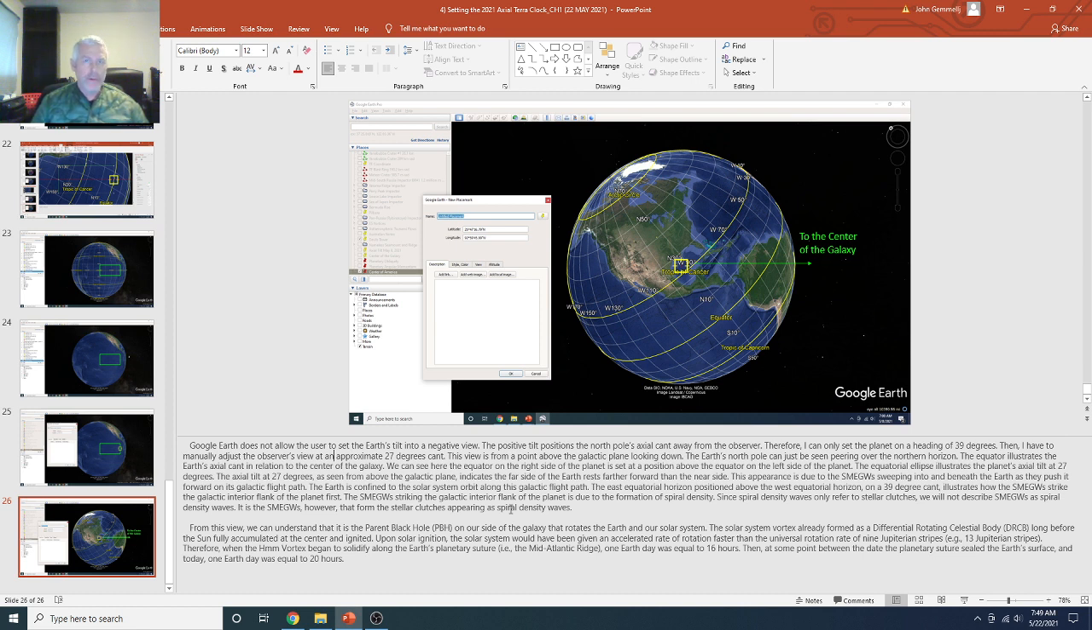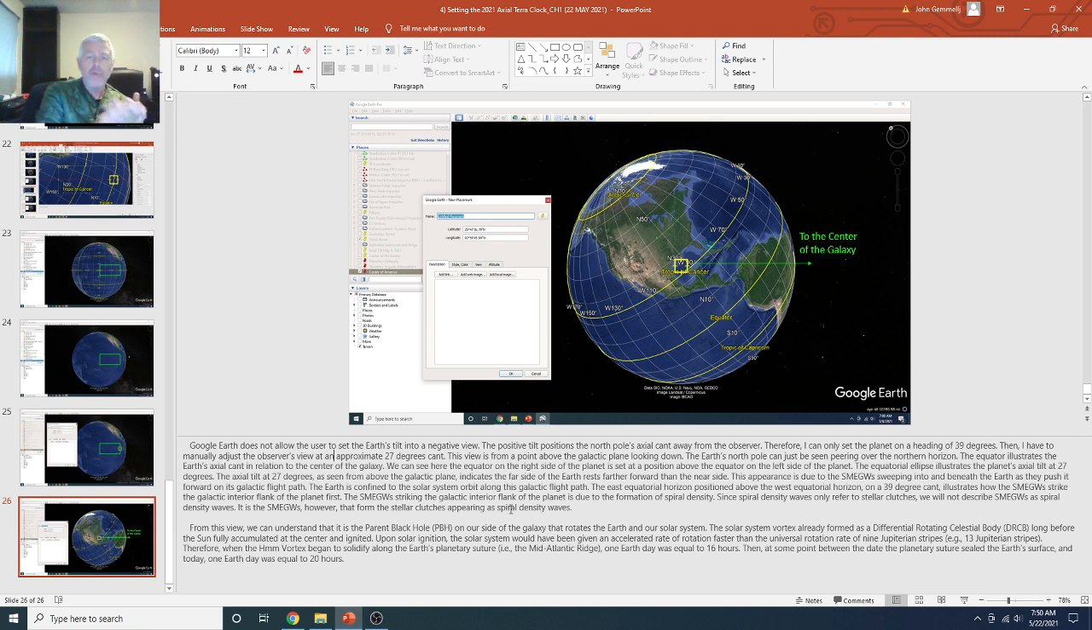The Earth's planetary suture is the mid-Atlantic ridge. That is the mid-Atlantic ridge. Yeah, there, I wrote it down too. 1 Earth day was equal to 16 hours. Then, at some point between the date the planetary suture sealed the Earth's surface and today, 1 Earth day was equal to 20 hours. So we have a scored record for 13 Jupiterian stripes at 16 hours. Then we have another scored representation for 20 Earth hours.